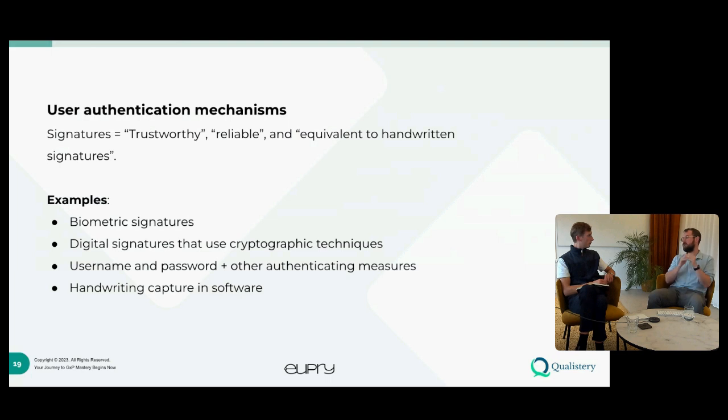I won't go into detail because it actually has very specific requirements on how to use those, but it basically means as well that every time you're signing off for something, you need to reuse your password. And you can actually also use handwriting capture in software, although I often see it not used because it takes up quite a lot of time to do that every single time.